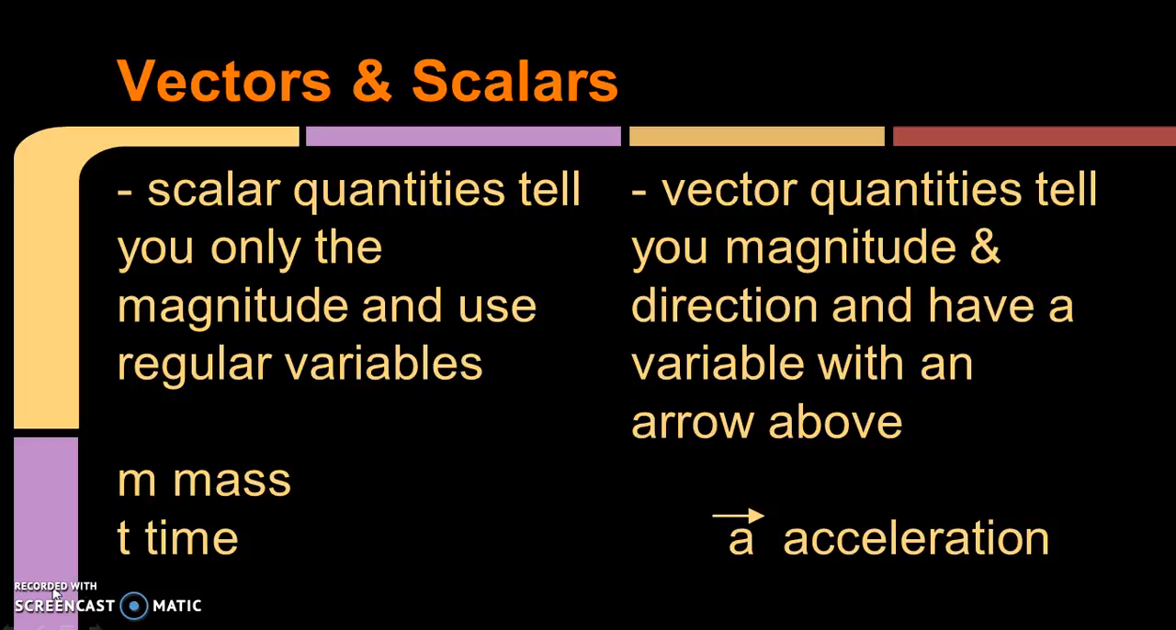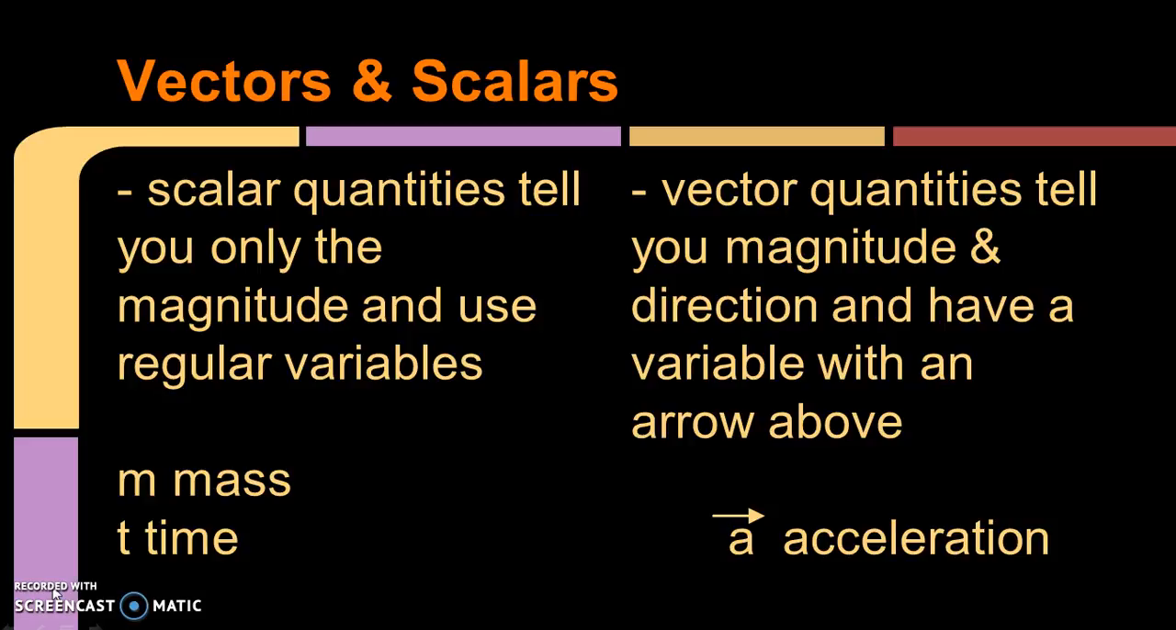Vectors and scalars. These are two categories that you must be able to distinguish the difference between. A scalar quantity tells you only the magnitude and uses regular variables. For example, m for mass and t for time. Note that time is understood to have only one direction. We do not indicate that it's counting up. M, mass, again, is a quantity of matter, but we appreciate that it is one directional. We aren't having mass in a variety of directions.